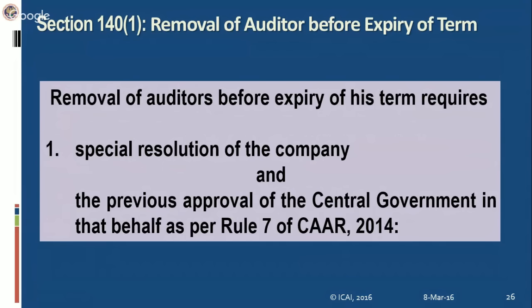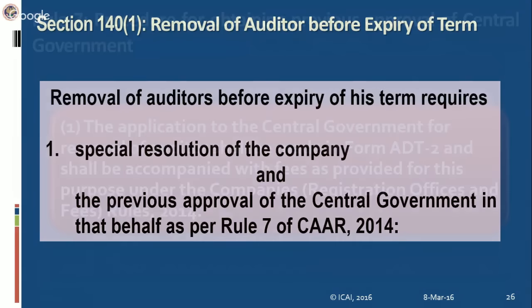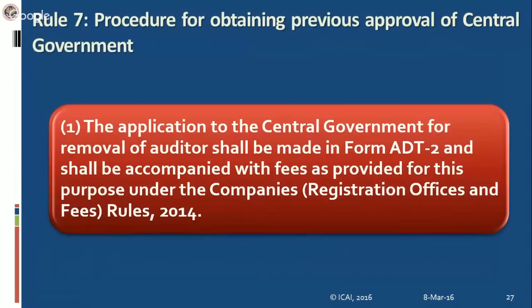Removal of auditors before expiry of his term requires special resolution of the company and the previous approval of the central government in that behalf, as per Rule 7 of the CAAR. Now moving further, this is all about section 141. I have explained you from many angles. Hopefully it is clear to you all. Now Rule 7, procedure for obtaining previous approval of the central government.